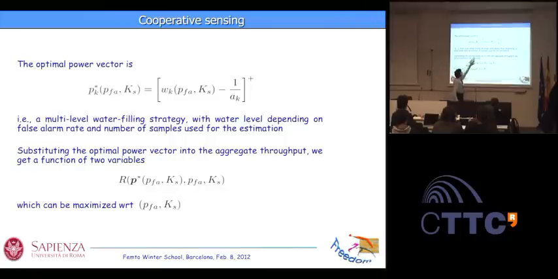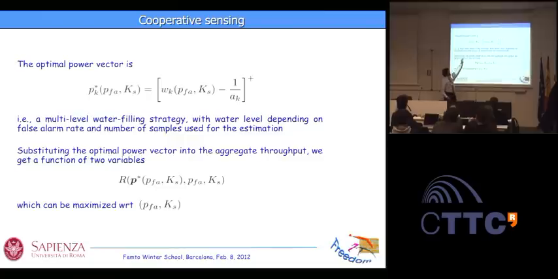This is why this water level depends on those parameters there. Okay? But of course, I have not solved the problem yet. Why? Because I said, let's assume that I know the false alarm probability and the number of samples. But I don't. I don't know, of course. But I can do the following.